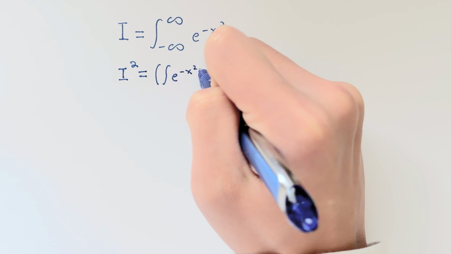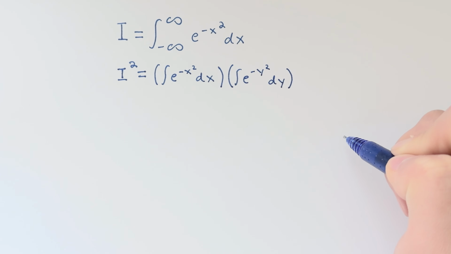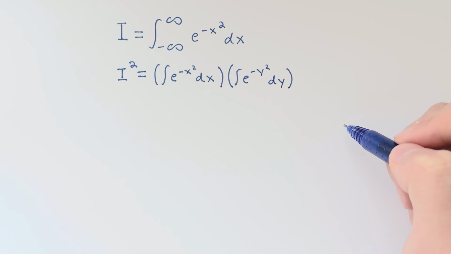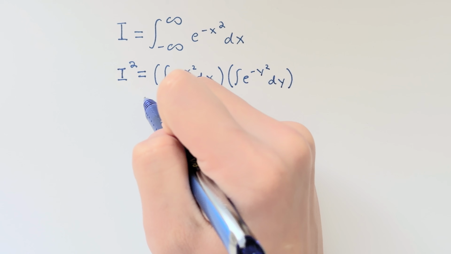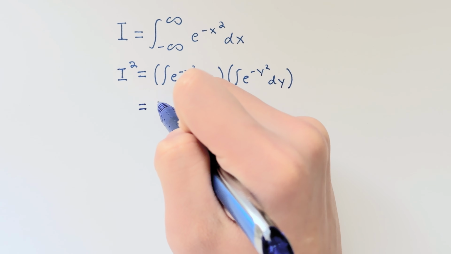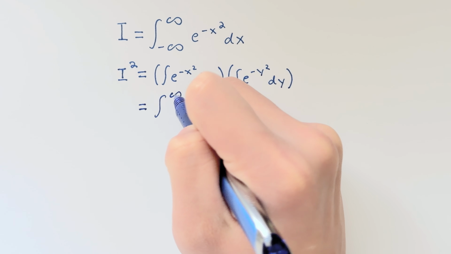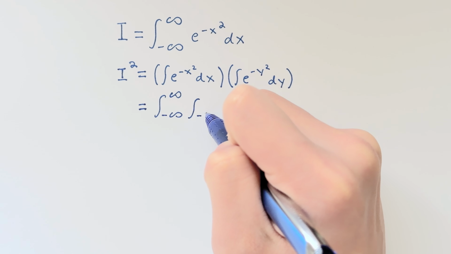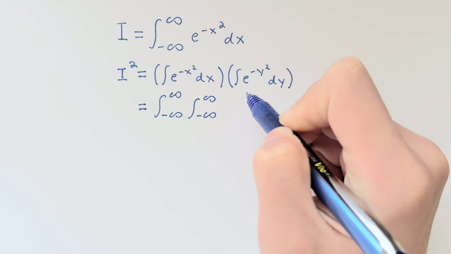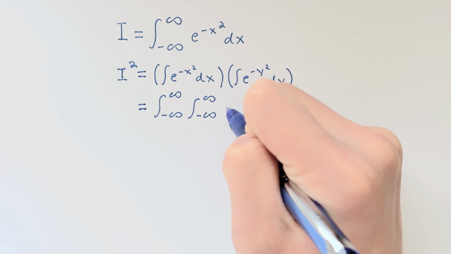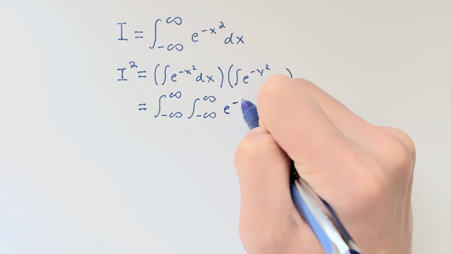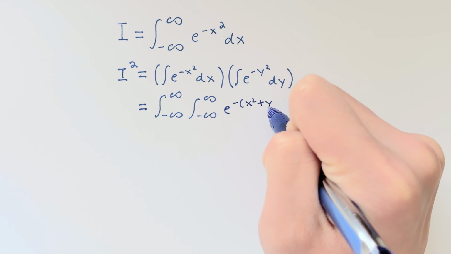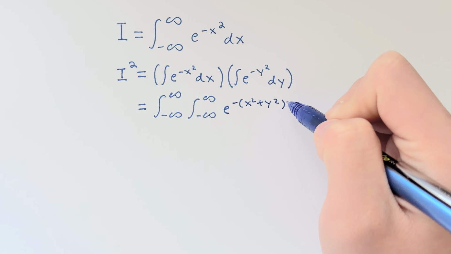When we combine them, we aren't just looking at a line anymore. We're looking at a 3D surface, a mountain made of math. And then we know that this can be simplified. This will equal the integral from negative infinity to infinity times the integral from negative infinity to infinity of e to the power of negative x squared plus y squared dx dy.